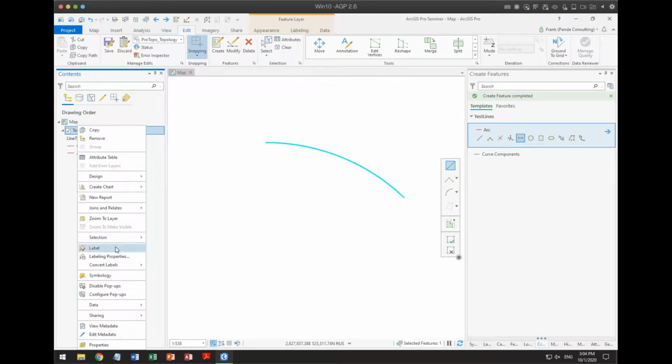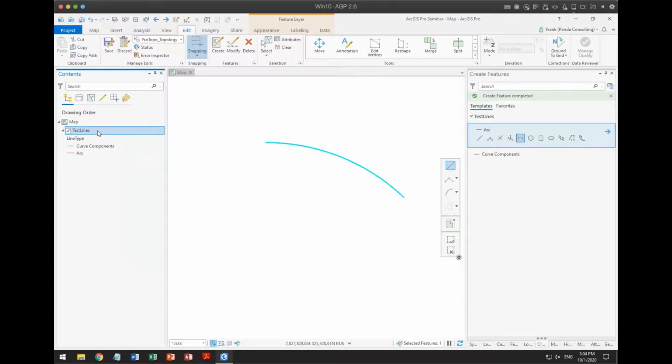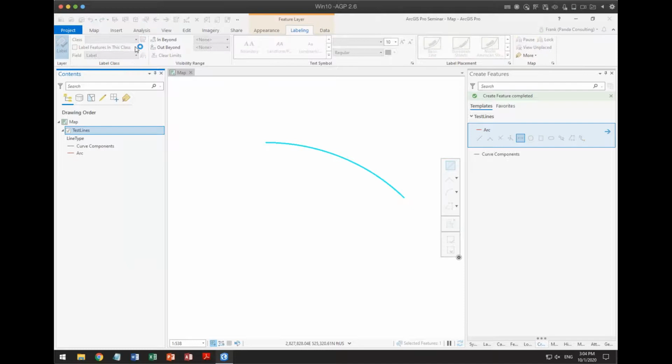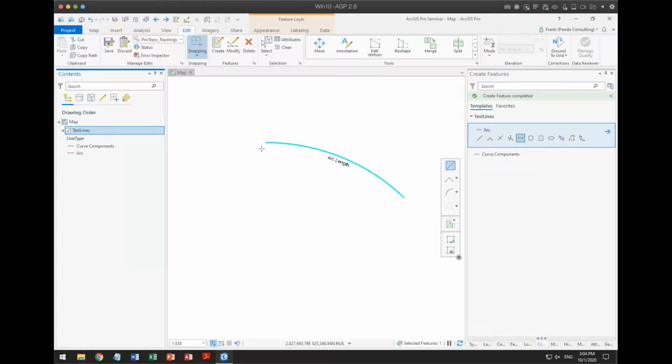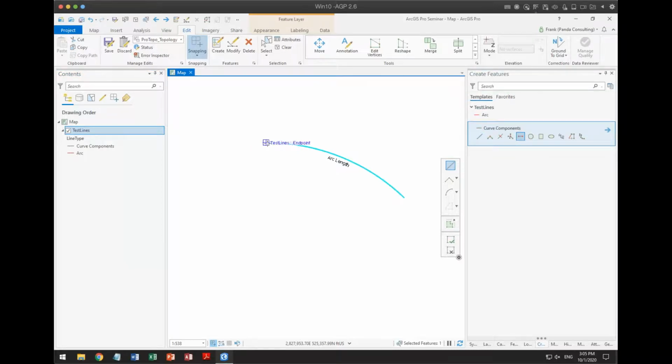Let us go and label here, and let's put our labeling on and label this. So there's the arc length of the curve. All right, that's actually the arc of the curve, and the curve is actually defined as an infinite number of points, a single distance from a radius point. So let's look at this. I'm going to go in here and let's create some of these components on it.